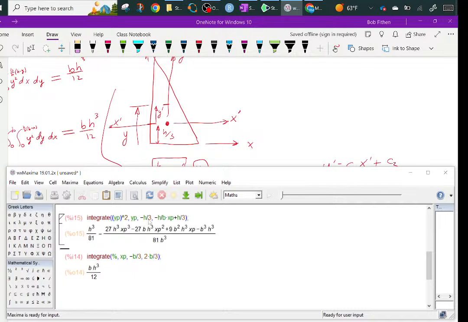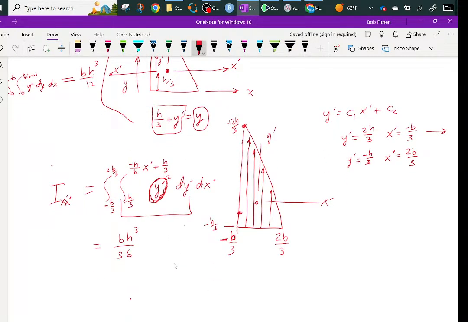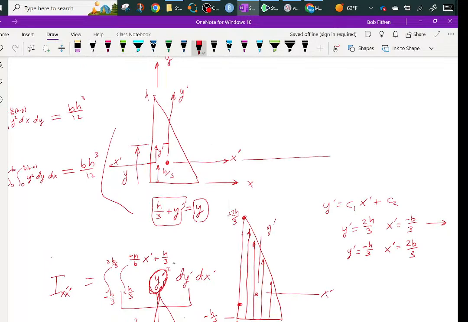So let's do shift enter. And then it still looks pretty ugly. And then shift enter. There you go. b h to the 3 over 36. So I got the right answer. Again, let me reiterate what I was doing. I put in here y prime plus h over 3. That is actually that coordinate system. And so I need to be integrating with respect to where that plane passes. I need to do y prime.